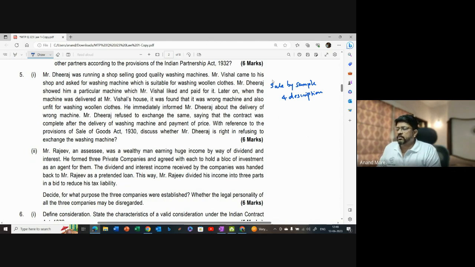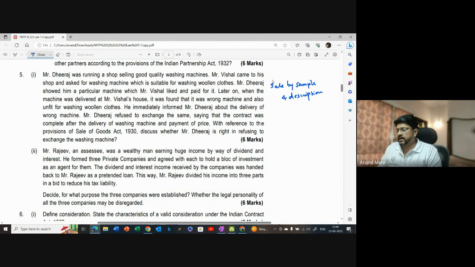Rajiv, an assessee, was a wealthy man earning huge income by way of dividend and interest. He formed 3 private companies and agreed with each to hold a block of investment as an agent for them. The dividend and interest income received by the companies was handed back to Mr. Rajiv as pretended loan. This way, Mr. Rajiv divided his income in 3 parts in a bid to reduce his tax liability.